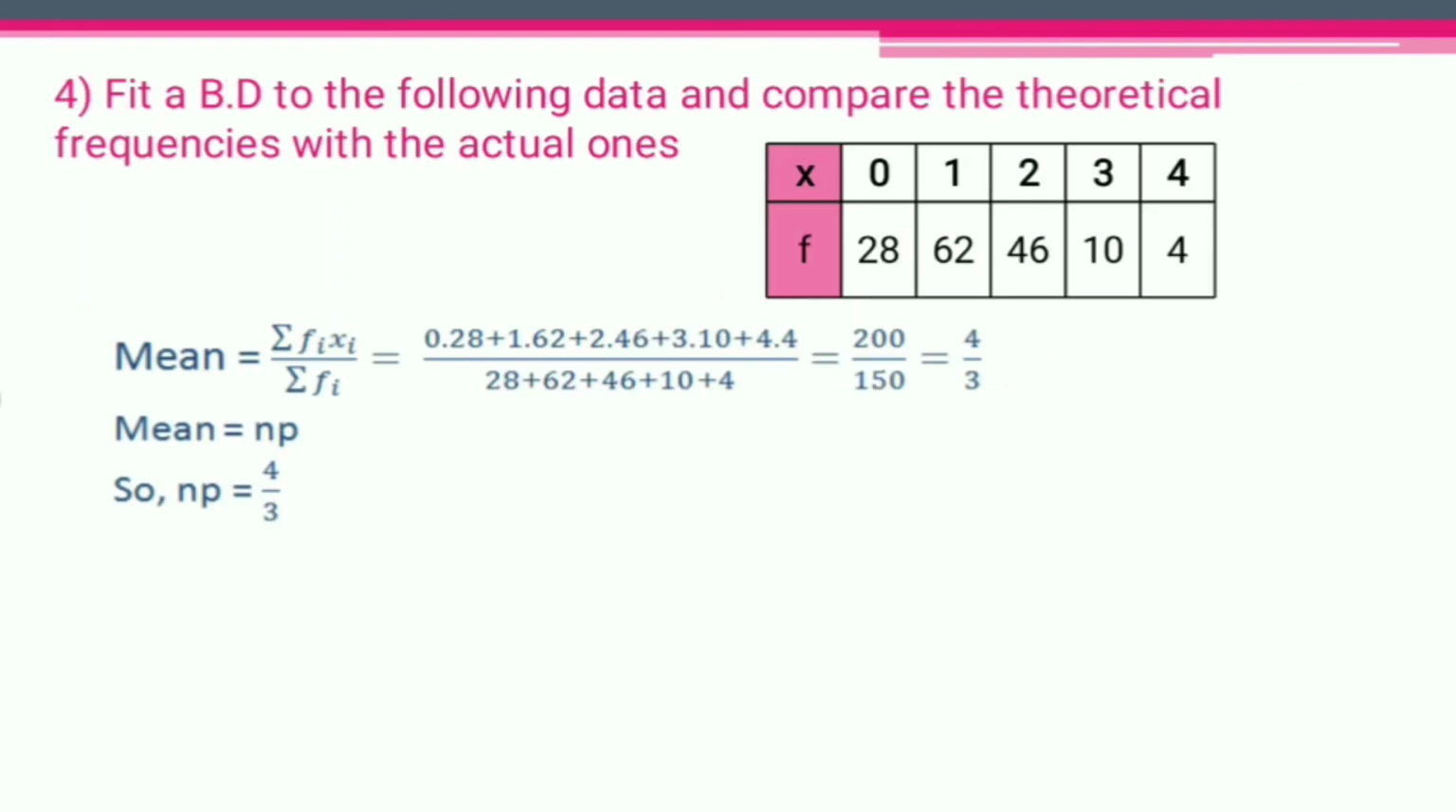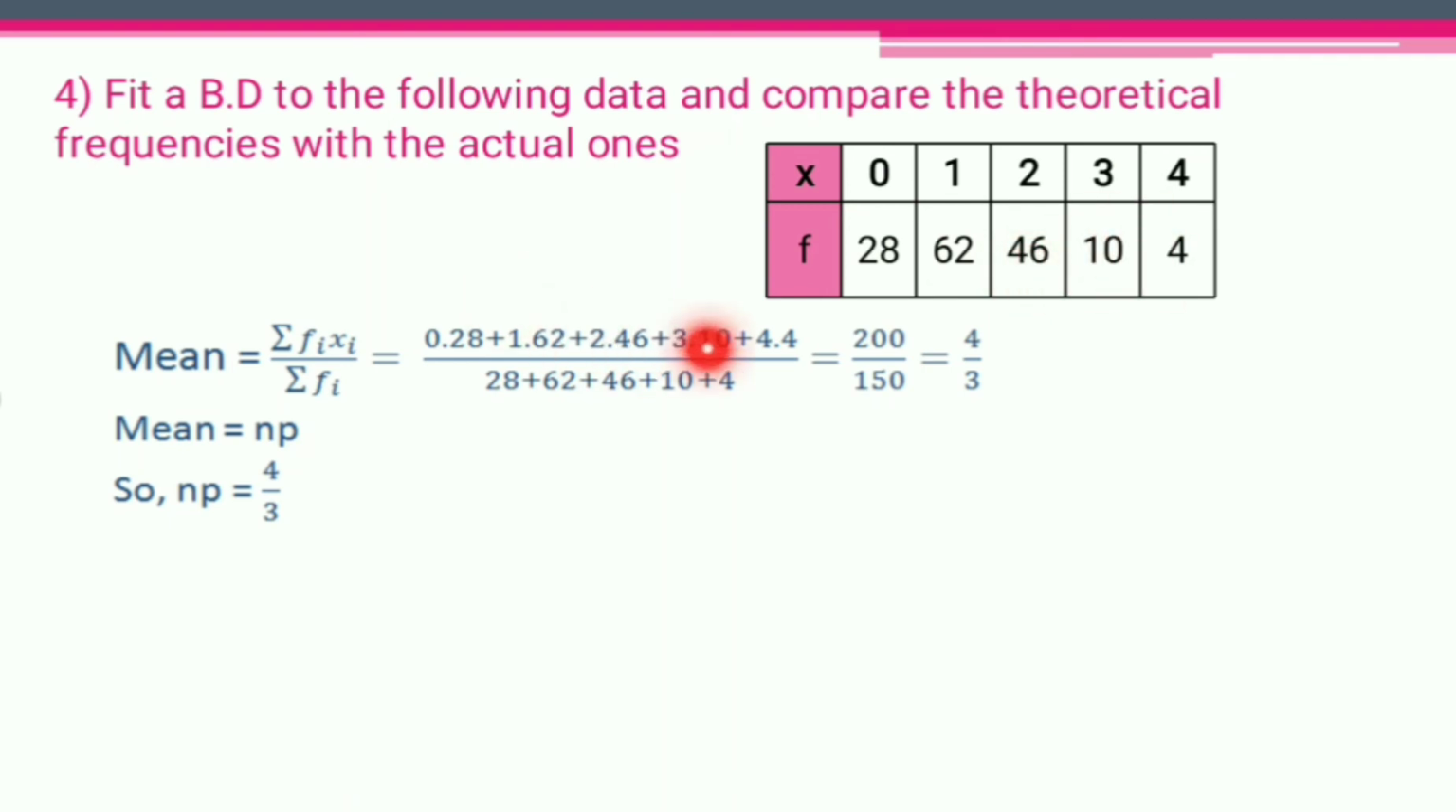So here the mean will be equal to summation fi xi upon summation fi. Let's just multiply these two and add them: 0 into 28 plus 1 into 62 plus 2 into 46 plus 3 into 10 plus 4 into 4, divided by summation fi. Summation fi is 28 plus 62 plus 46 plus 10 plus 4.